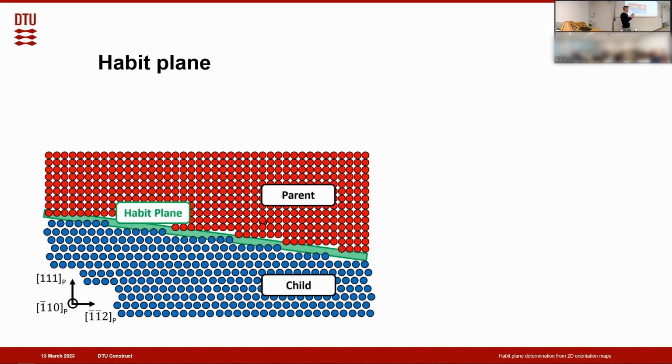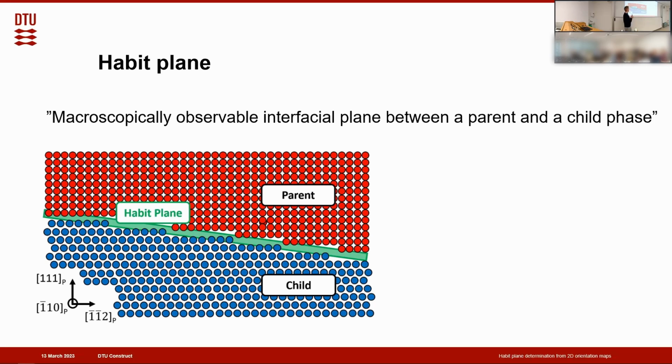And what then happens is that we need to accommodate this deformation. The result of this is that we get some kind of latch interface. And of course, when we zoom out of our atomistic picture here, we can then only identify this kind of plane as the interface. And the habit plane is exactly that. It's the macroscopically observable interfacial plane between a parent and a child phase.